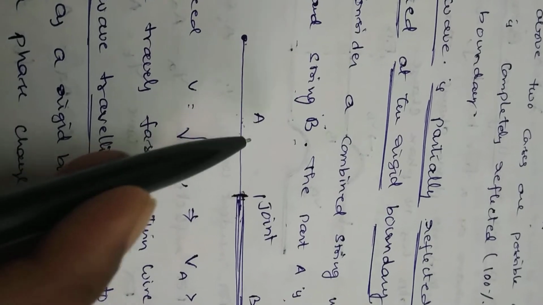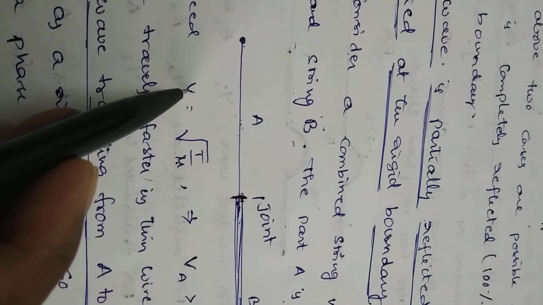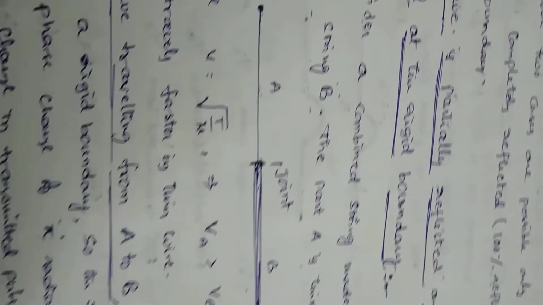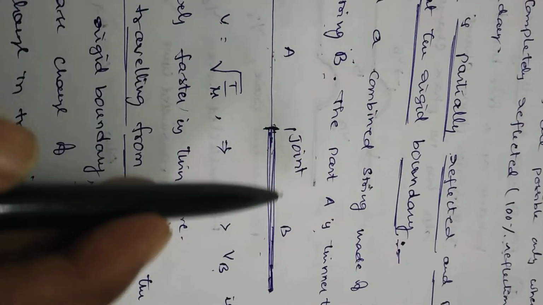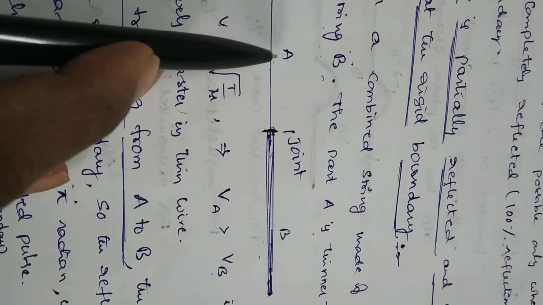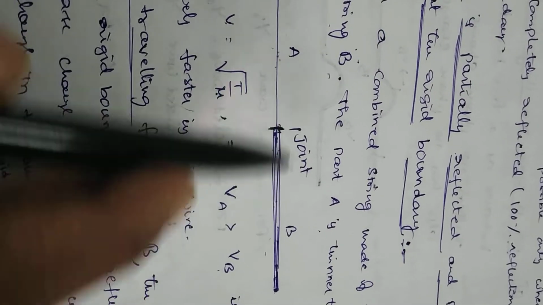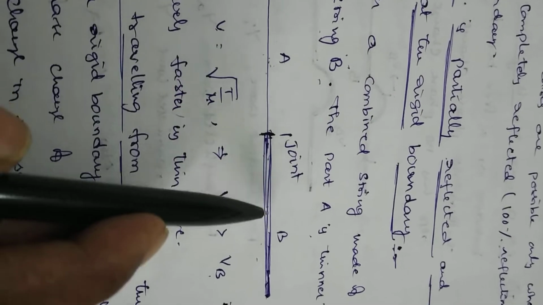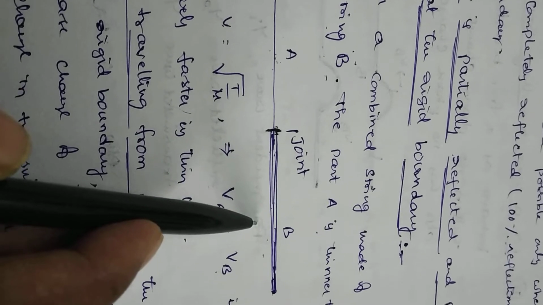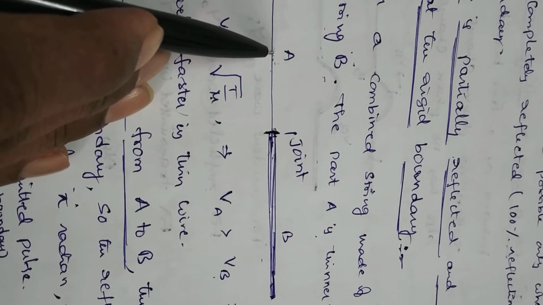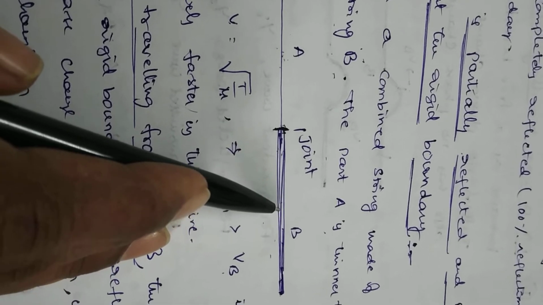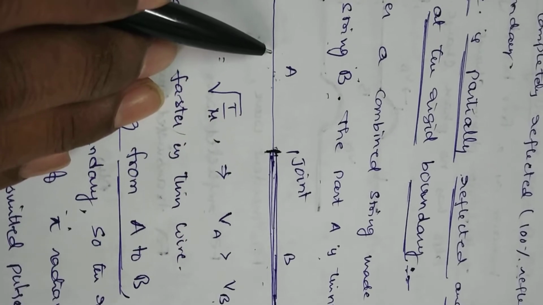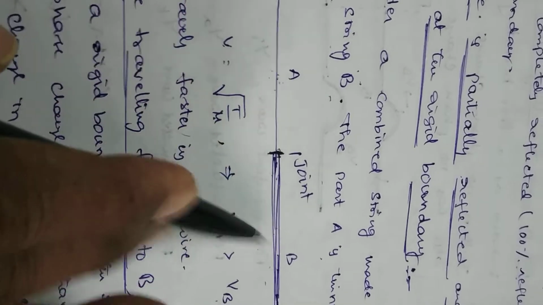So mu for A is less, so V in A is more. That means VA is greater than VB. As the wave is traveling from A to B, its velocity decreases, because in A the velocity is more and in B the velocity will be less. Velocity more, rarer medium. Velocity less, denser medium. That means the wave is going from rarer medium to denser medium.